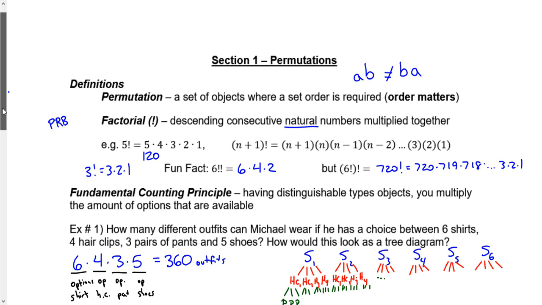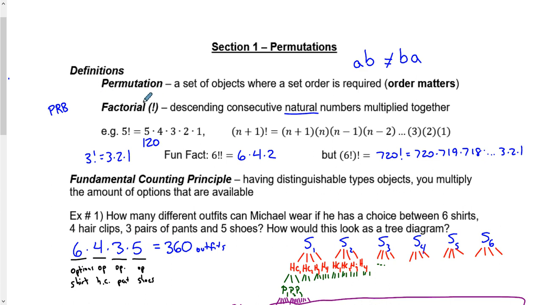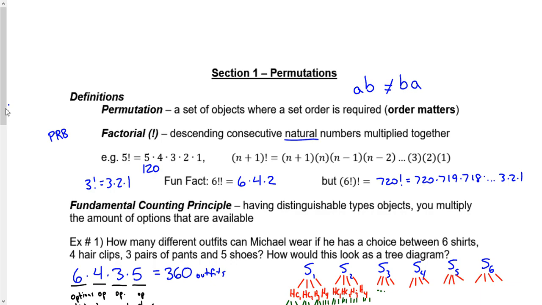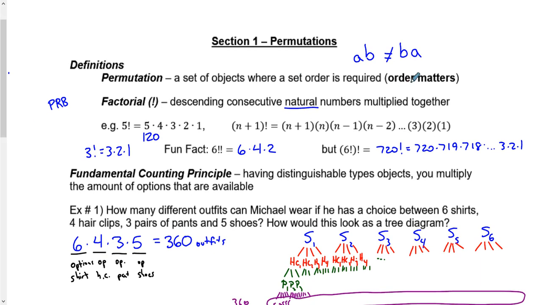Because this is a permutation, where order really does matter. So again, this four-letter arrangement using different letters is just that idea that STEH is not the same as HTSE. Still using the same letters, but the order being different, and whether it matters or not, is dealing with that permutation.